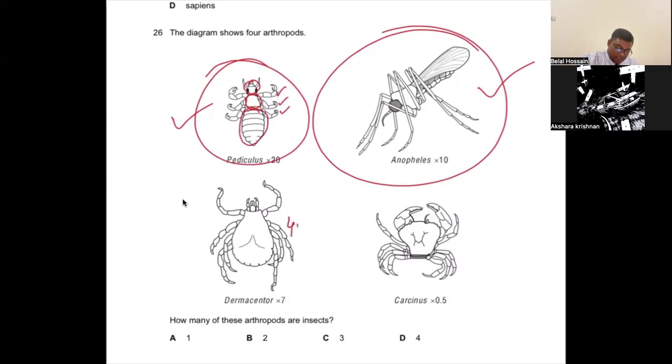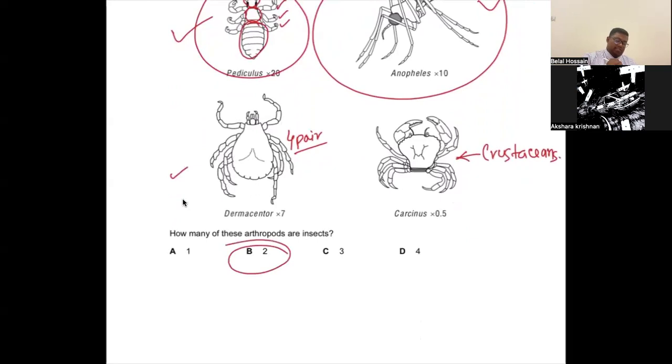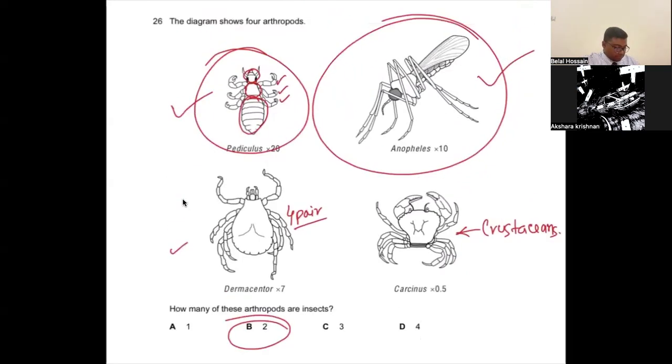Here, four pairs of legs, meaning this is actually an arachnid. And this one is a crustacean. You can even visibly tell that this is a crustacean, right? Yes. Very good. So B is your answer.